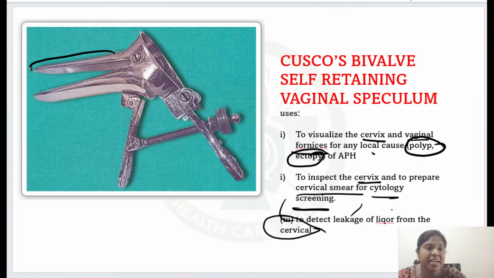So bivalve means here two blades are there, right? So bivalve self-retaining speculum.